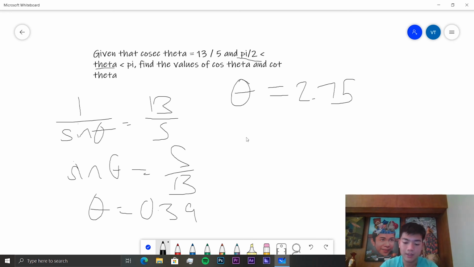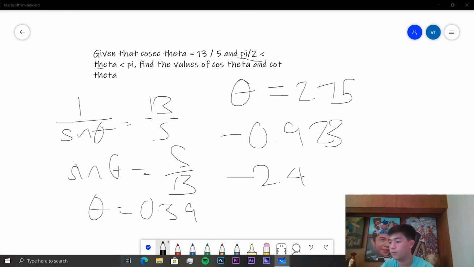So cosine theta is simply cosine of this, which is equal to negative 0.923, and cotangent of theta, cotangent is 1 over the tangent. So first let's get the tangent of this, and we put 1 over the tangent. So we get 1 over that, and so the cotangent should be equal to negative 2.4.